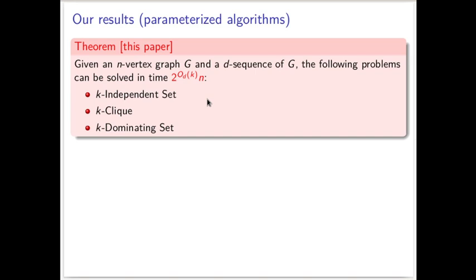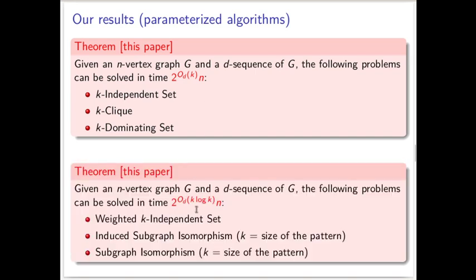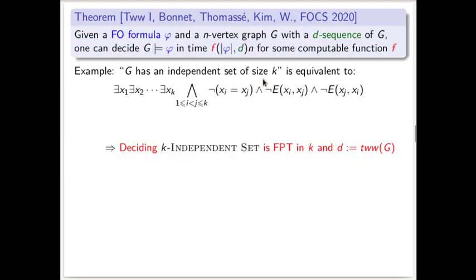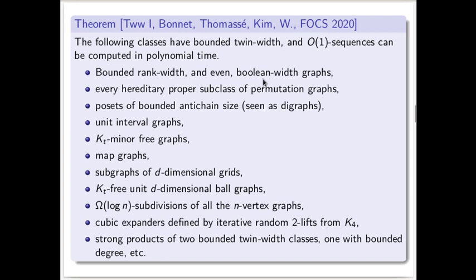For some generalizations of these problems, we were able to obtain 2 to the k log k times n algorithms in bounded twin width graphs. So it is important to note that all these algorithms need a contraction sequence in the input. But for all known classes having bounded twin width, there is always an algorithm producing such a contraction sequence.